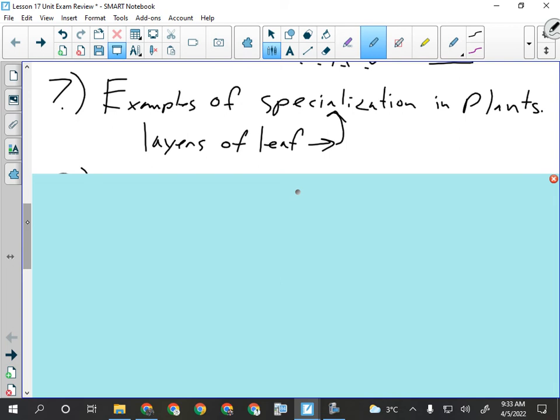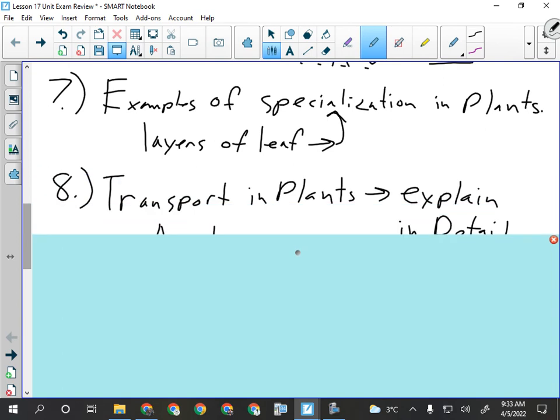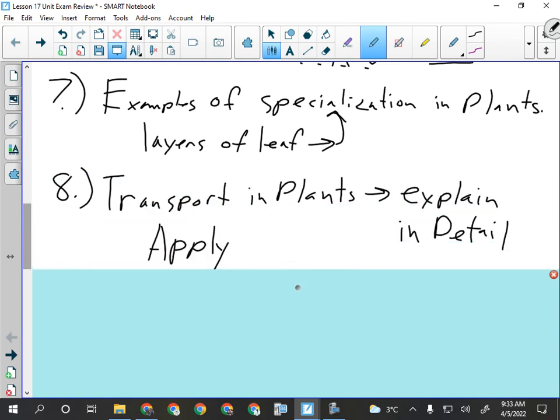Okay, there you go. Phloem, xylem, what they transport, how they transport it, explanation, 6 marks. It's a big question. So definitely know phloem and xylem. Also be able to apply your knowledge because I'm going to have another situational question about plant transport.